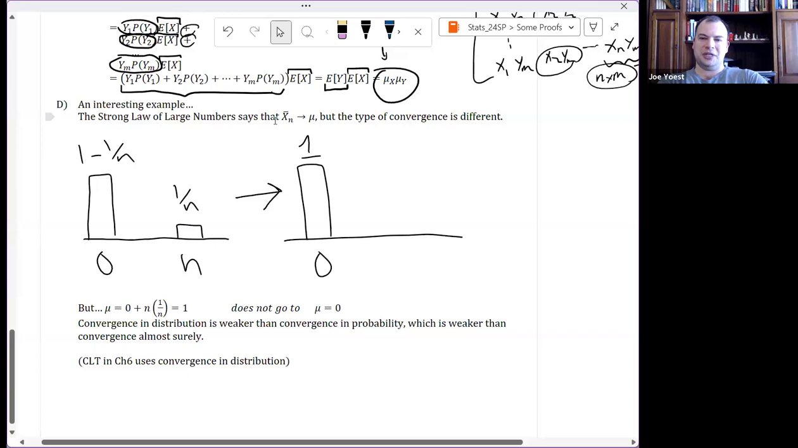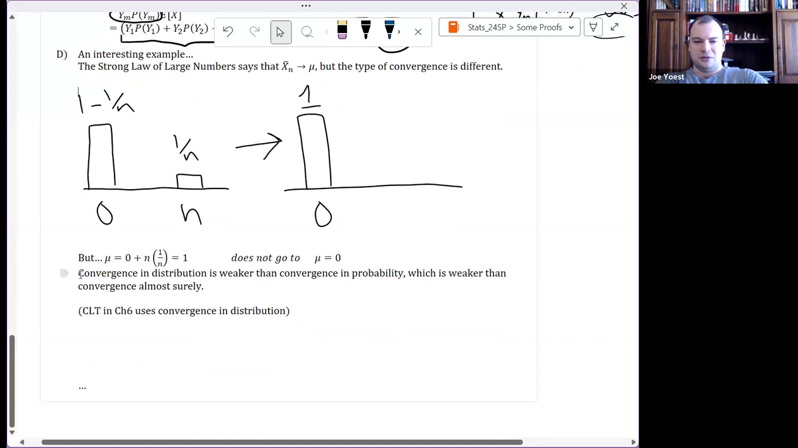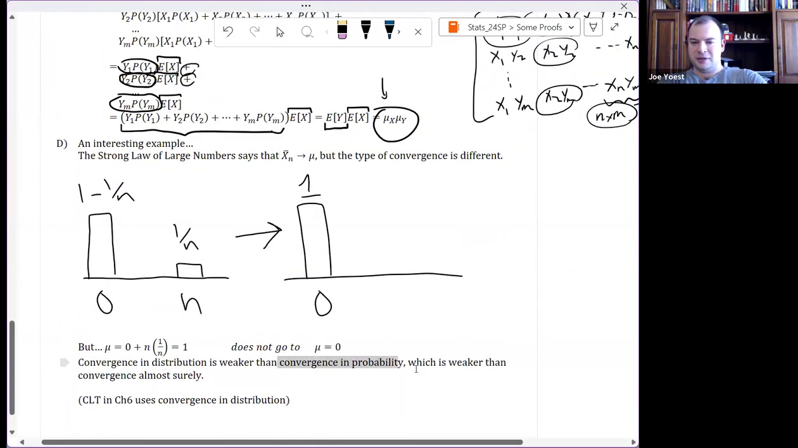The strong law of large numbers says the exact same thing. It says that the sample mean approaches the population mean as the sample size gets larger. But there's a little nuance in the type of convergence. There are several different types of convergence, and what we showed above for the law of large numbers is convergence in probability. This is weaker than some stronger types of convergence.